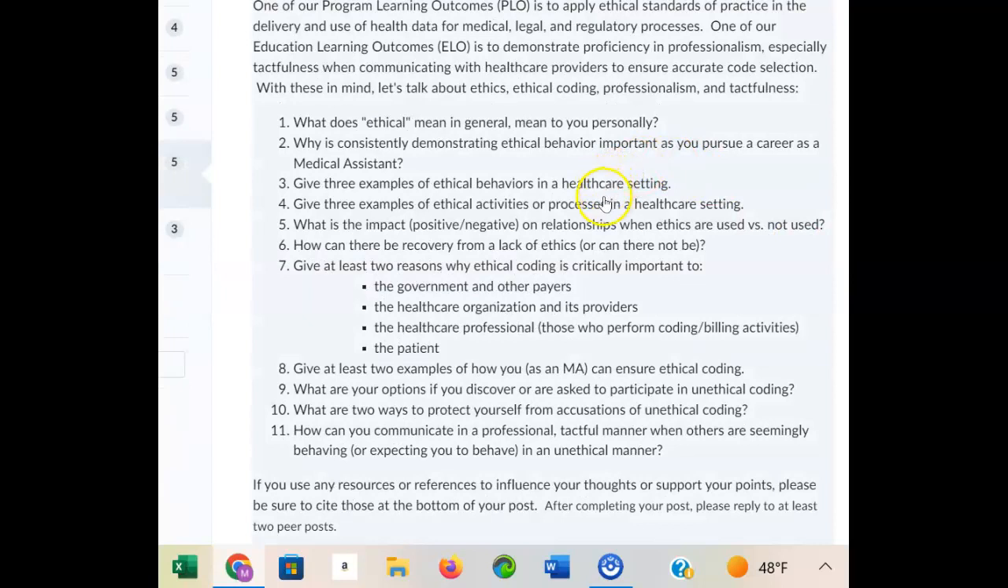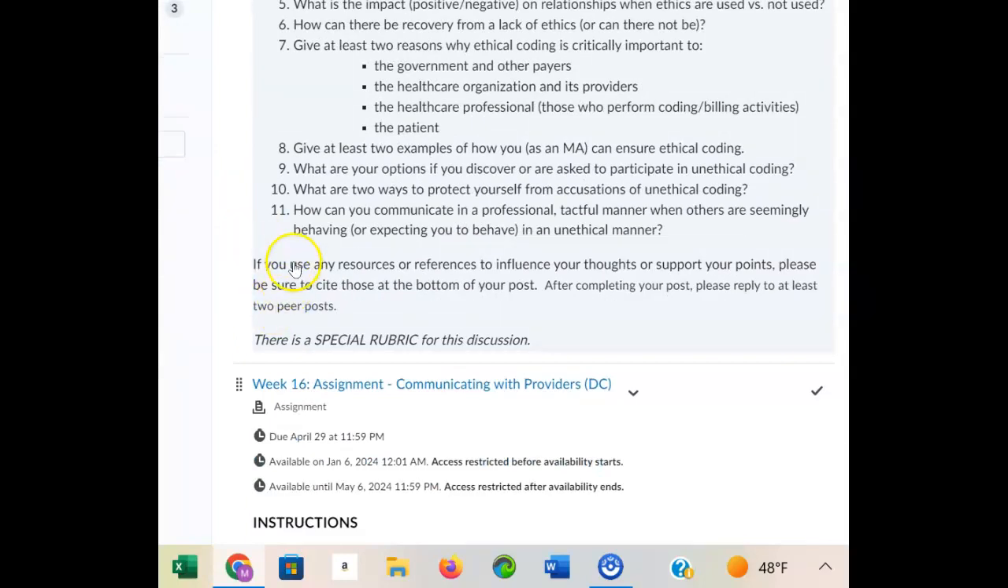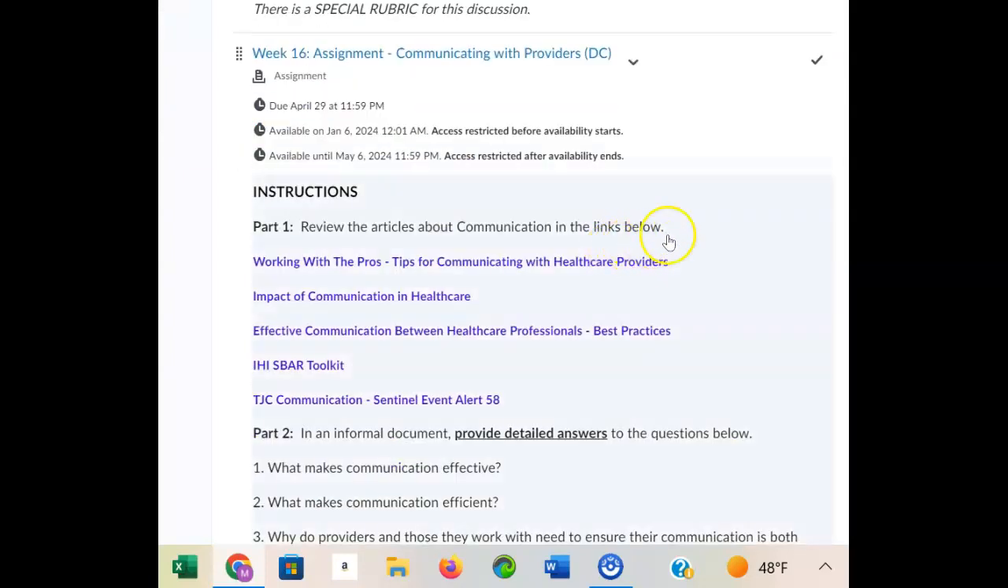And then here we have just different questions that you need to answer for your discussion. Okay. You also, if you use any resources or references to influence your thoughts, make sure you put that link at the bottom of your post. Okay, and then after completing your post, you need to reply to 2 other classmates, 2 other classmates, to get the full points for this. There is a special rubric for this discussion, so you can go ahead and review that.